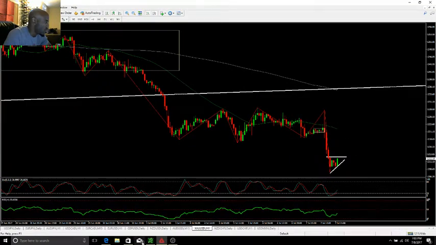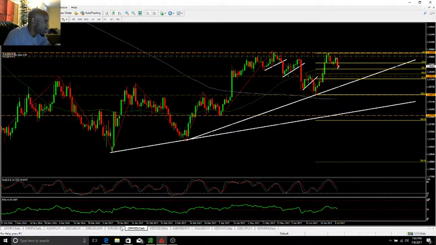Now, gold looks familiar. Looks almost like your euro and your pound.